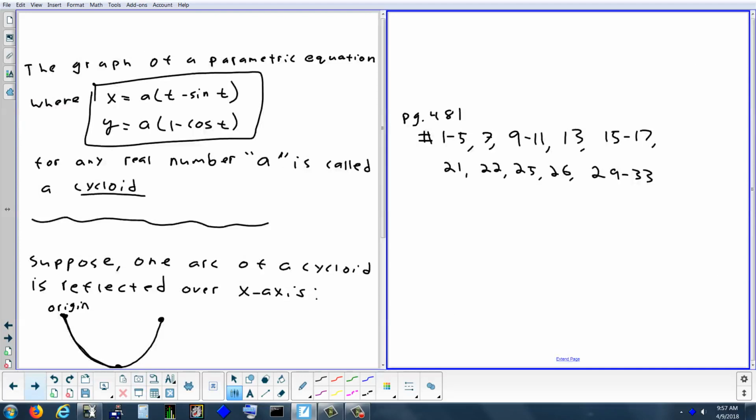Okay, so homework tonight on parametric is page 481. I guess it's 1 through 1, 3, 5, 7, 9, 11, 13, 15. Why don't we just say 1 through 17 odd? That'll be shorter. So 1 through 17 odd, 21, 22, 25, 26, and 29 to 33.